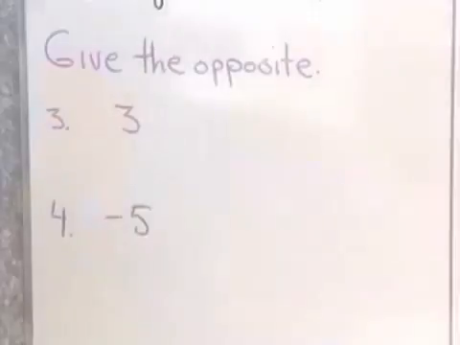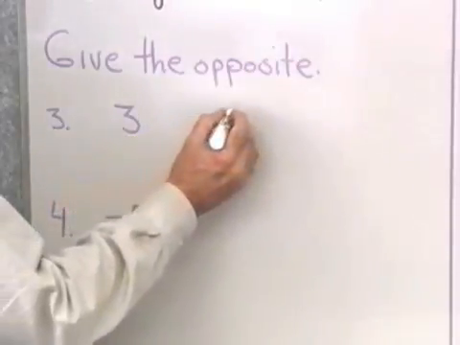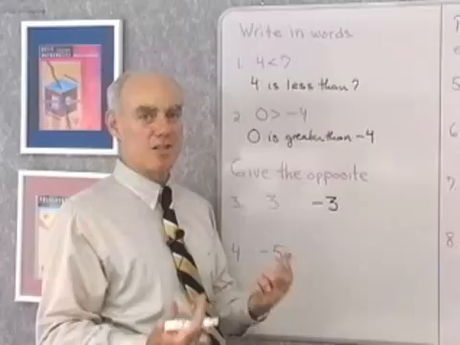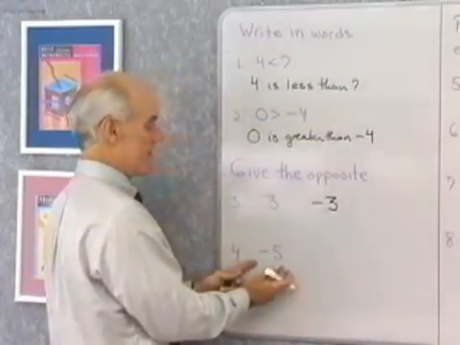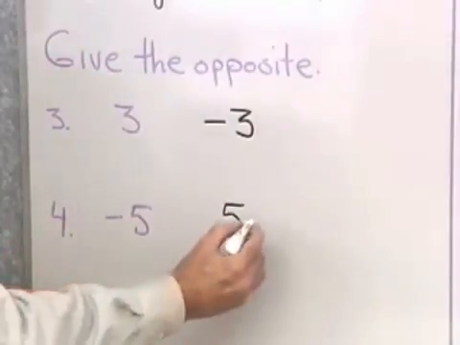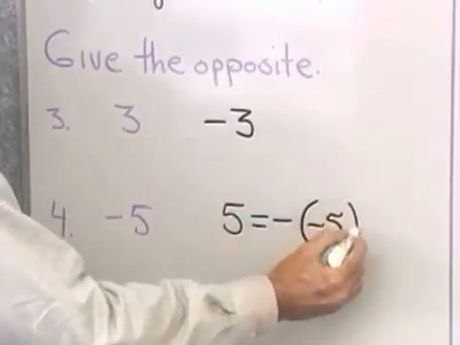Here's our next problems. Give the opposite. What is the opposite of 3? The answer is negative 3. So opposites are the same distance from 0 on the number line, but in opposite directions. What is the opposite of negative 5? The answer is positive 5. Or I can use this notation: the opposite of negative 5.